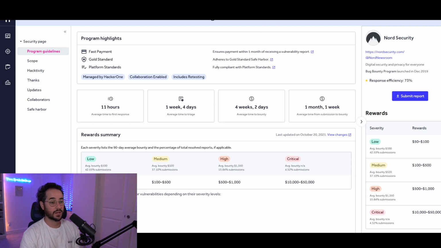Next up, we could talk about security. And I do think NordVPN is nowadays one of the most secure VPN providers.